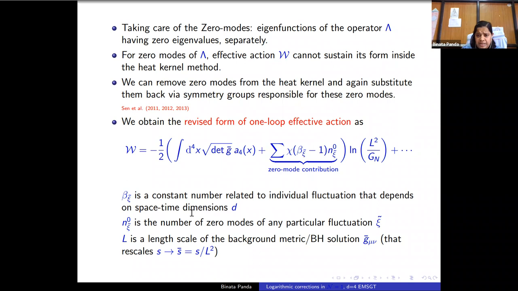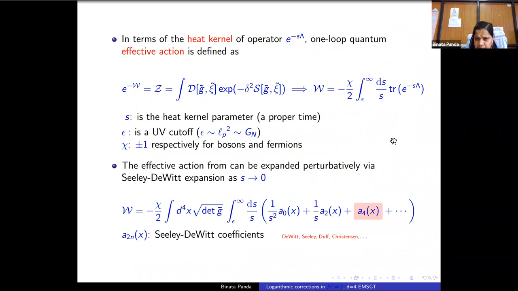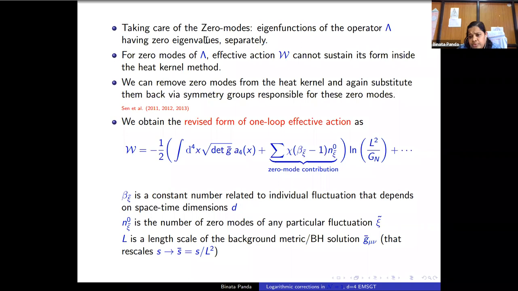One thing in the heat trace expansion, as I said, it is the trace of e to the power minus s lambda, that can be written as sum over i e to the power minus lambda i s. So the lambda i's are the eigenvalues of this operator lambda. The one thing you cannot take care of in this integration is if some of the eigenvalues are zero. There can be some modes or eigenfunctions of the operator lambda that have zero eigenvalues. So for zero modes, even the effective action cannot sustain its form inside the heat kernel method. So you have to take care of the zero modes separately.